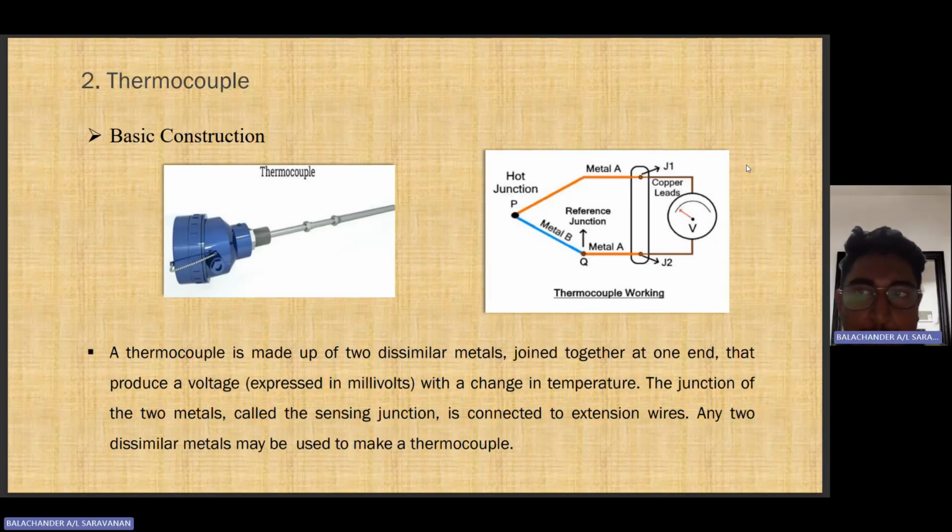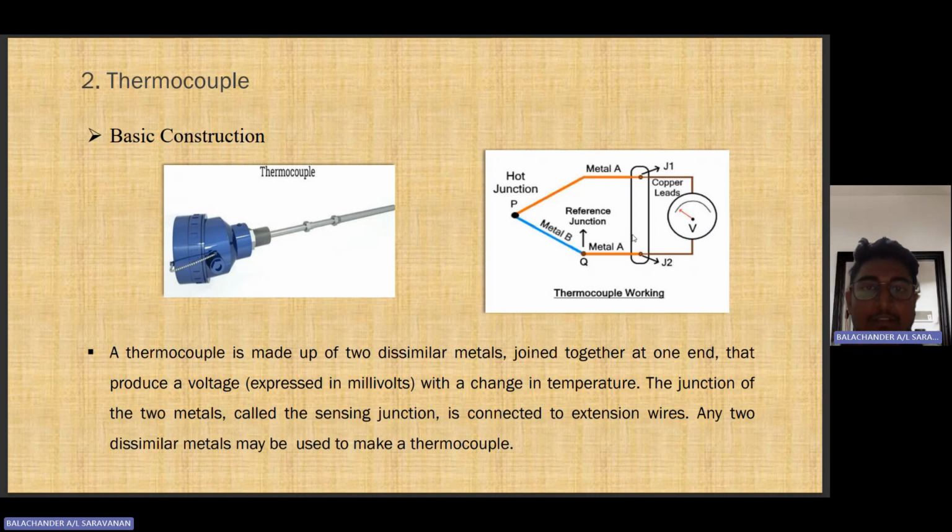Okay, hi. In this video, I want to explain the thermocouple sensor. So here we can see the basic construction. The thermocouple sensor is a temperature measuring device. It consists of two wires of different metals joined at each end. One junction is placed where the temperature is to be measured, and the other is kept at a constant lower temperature.